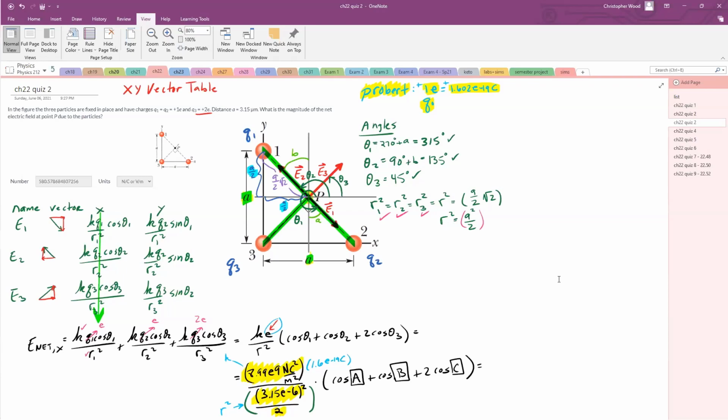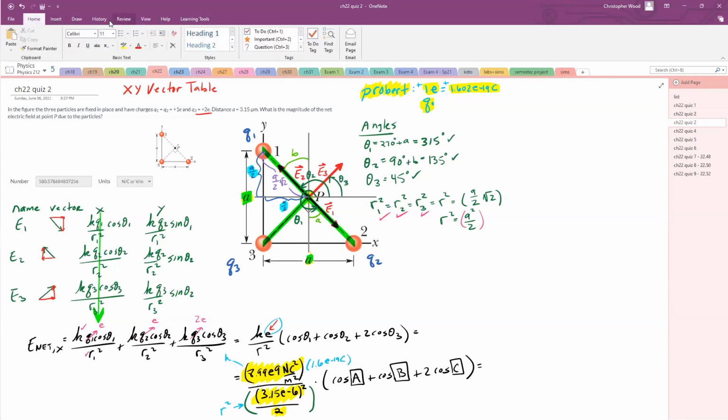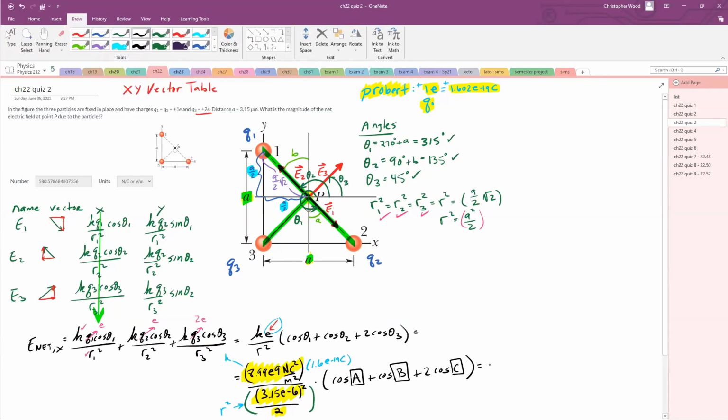I'm double checking something. 315 store alpha A. 135 store alpha B. I get a number, $410 and some change. 410.018 newtons per coulomb. I'm going to stick that in memory location D.